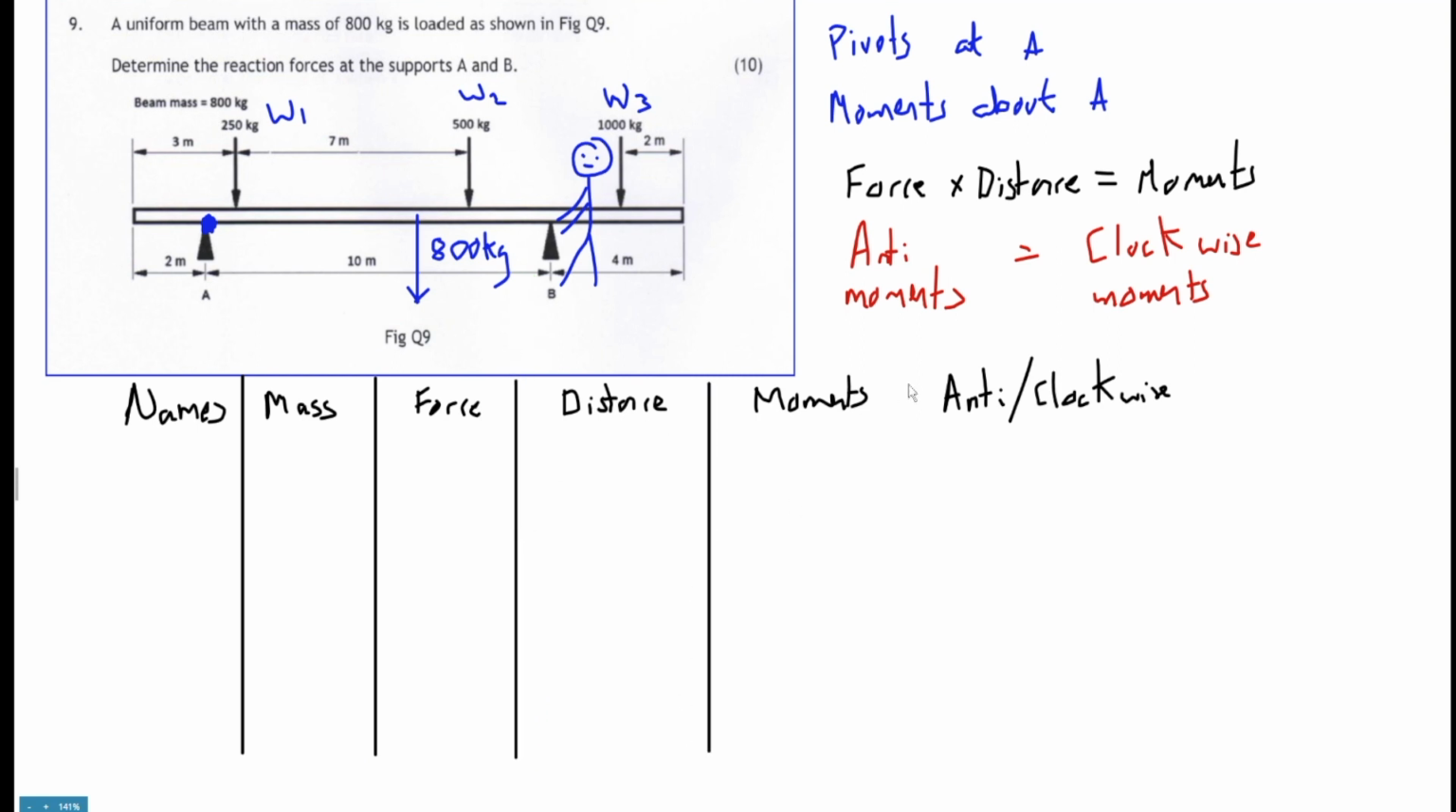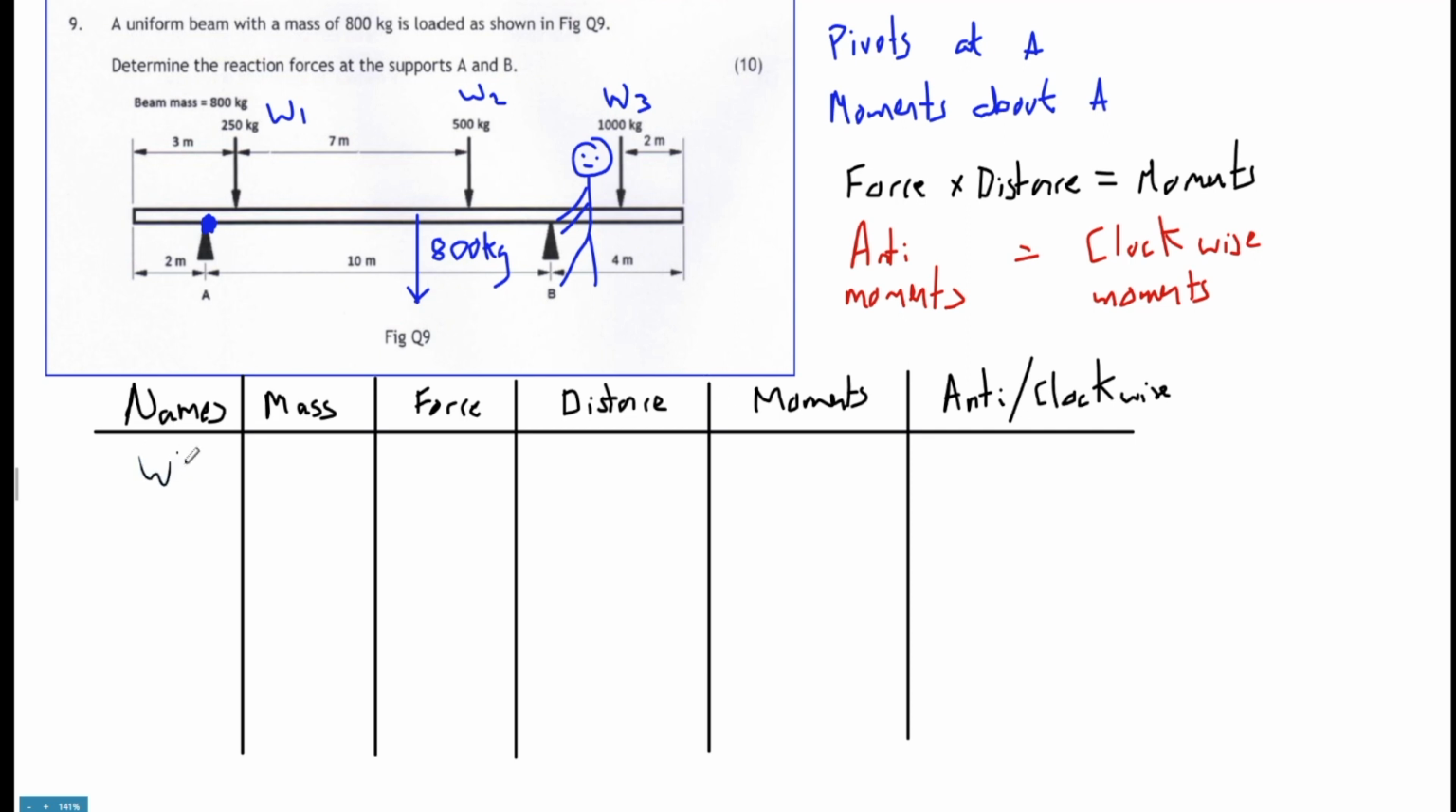So write down some names. What are these things called? Oh yeah, we call them weight 1, weight 2, weight 3. There's a beam in there, and then there's also the reaction at B, this guy lifting it. I want to know how much force he's using to get that in there. Okay, I hope that all fits on there.